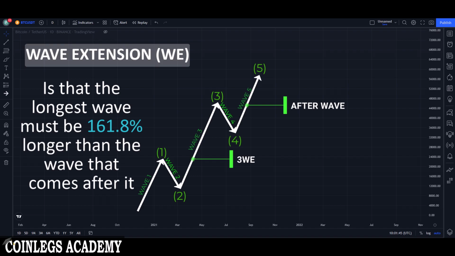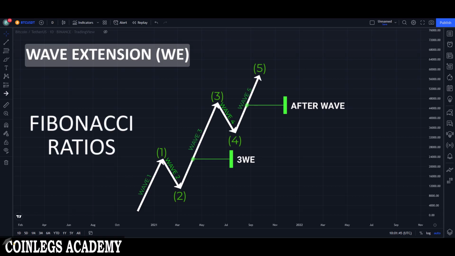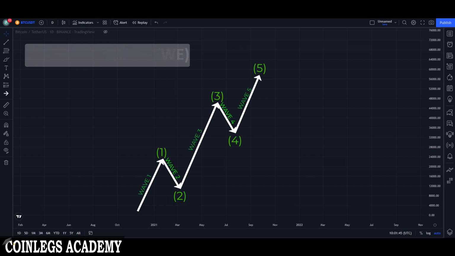It's more likely about the ratio, and these are not random ratios. These are very useful Fibonacci ratios. It's very useful to measure the target of a wave's move within an Elliott wave structure. Different waves in an Elliott wave structure relate to one another with Fibonacci ratios.